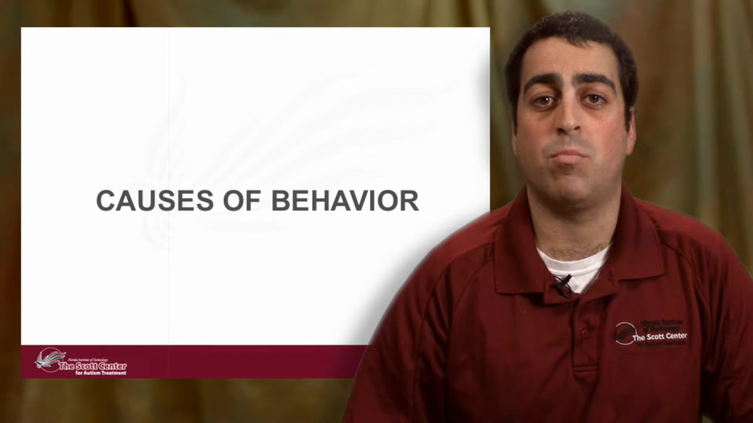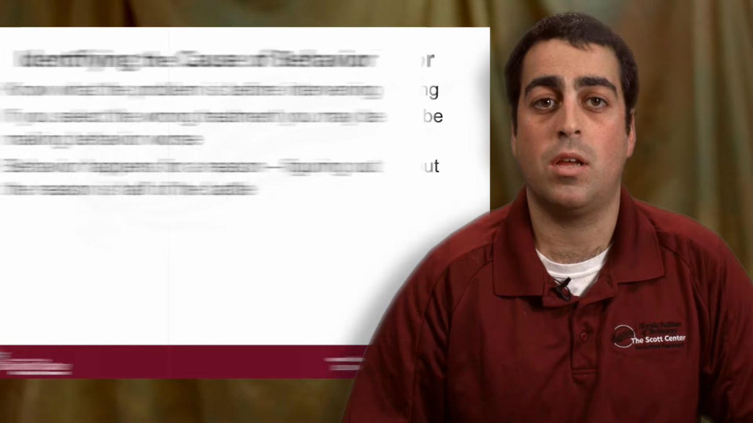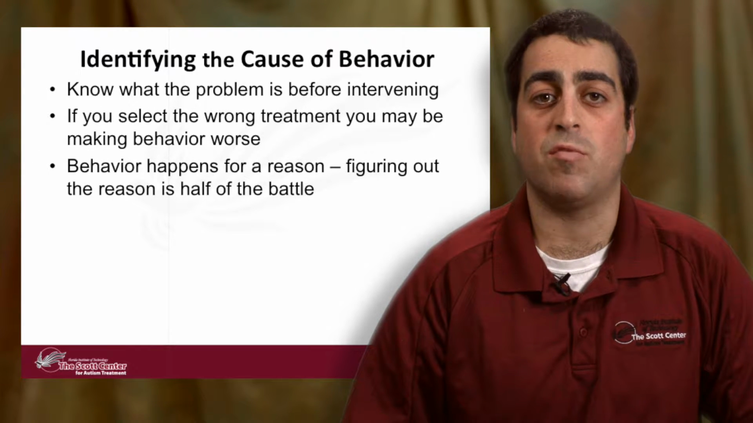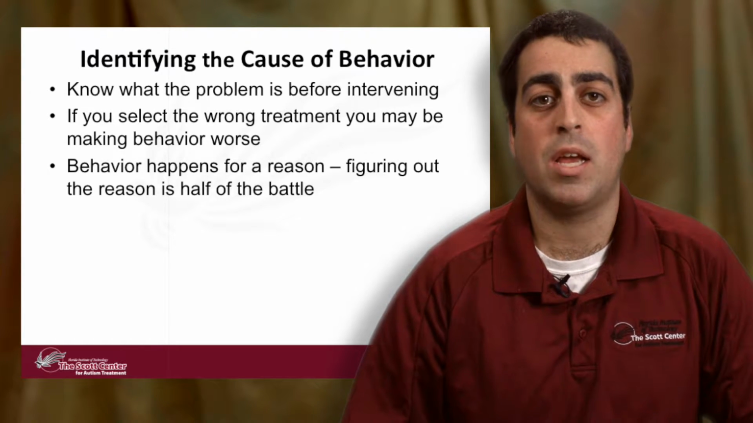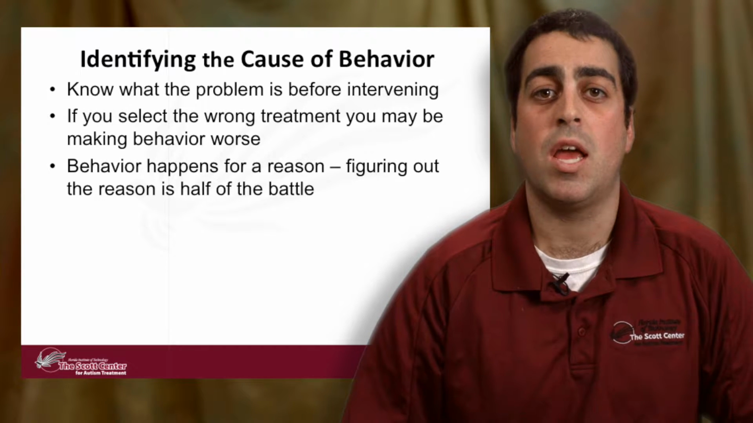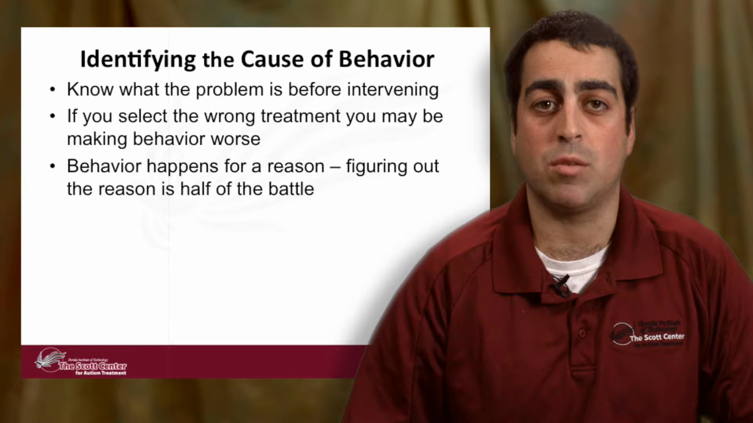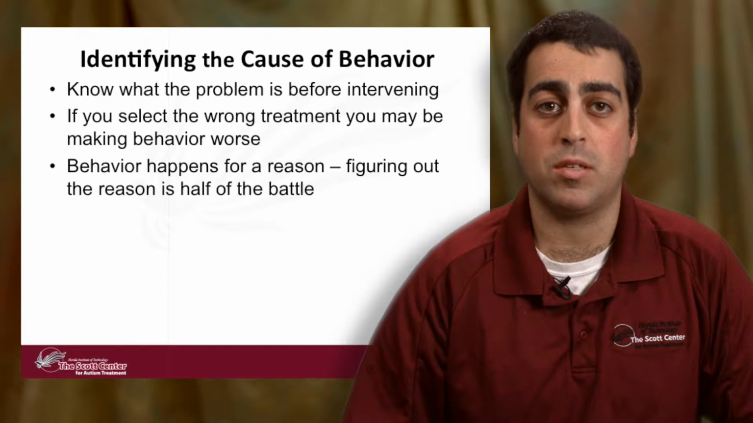The next part of this module will review different causes of behavior and how we can identify what is the cause of a specific behavior. We can use the ABCs of behavior to help us find out what the cause of behavior is. But why is this important? Interventions and treatments are most efficient and effective if you first know what is causing the problem. It is much easier to design an intervention if you know exactly what the cause of the problem is.